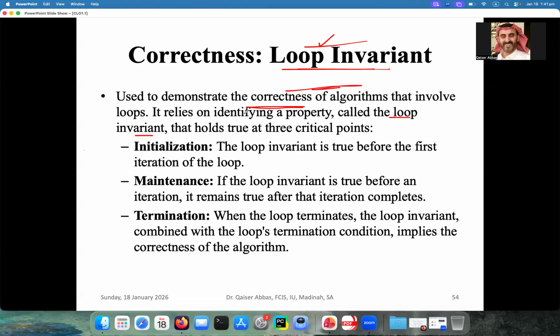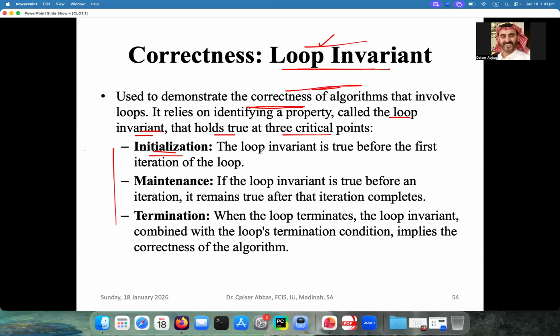And then that property is basically called the loop invariant, which you have to show is true for these three steps. What are these three steps in the loop invariant? Initialization, maintenance, and termination. For the initialization, these are the definitions. You have to take them and understand them. If you understand these, then it will be easy for you to apply them on any example. Initialization.